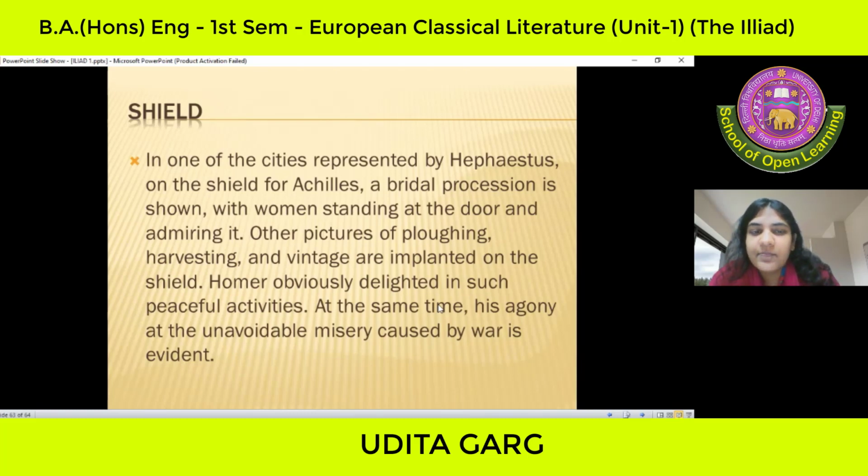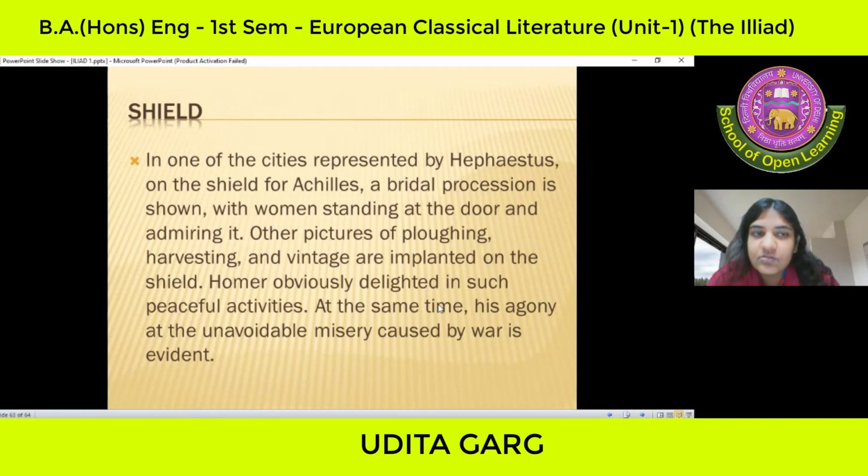And here, in the city of peace, you see that a bridal procession is being shown. So you see that Homer is also placing tremendous value on the simpler things in life. For example, a bridal procession, or plowing, harvesting, right? So these are things that are also important. The normal, the simple, the peaceful life that is depicted by Homer on the shield. These things are also shown as of much value.